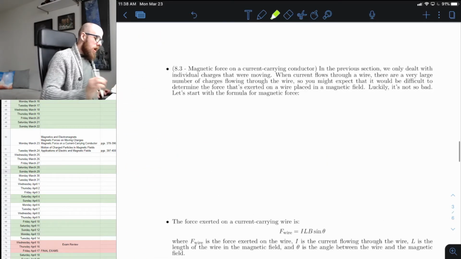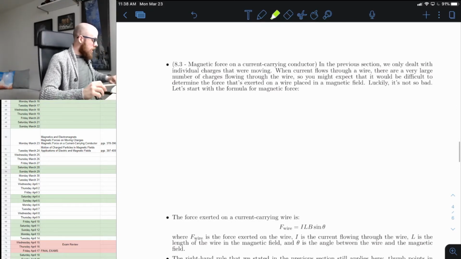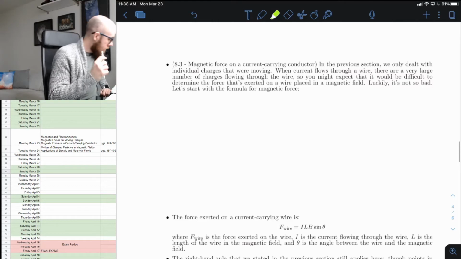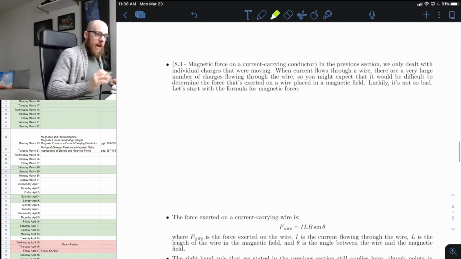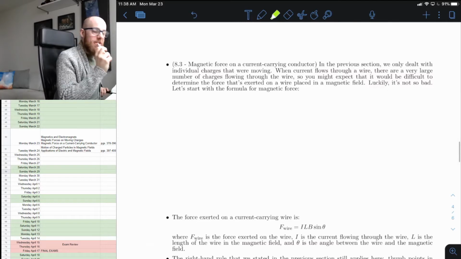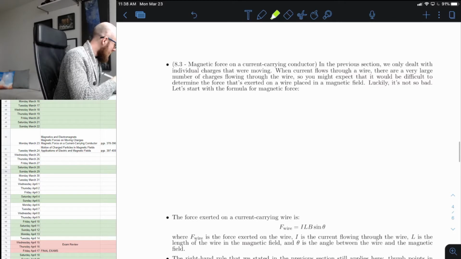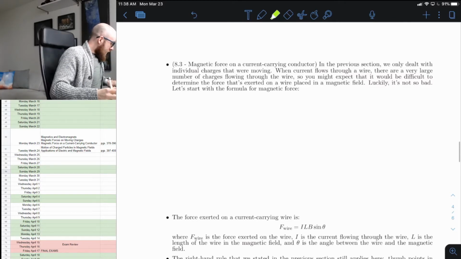Okay, so the magnetic force that's exerted on a current carrying conductor. Yeah, I hear an echo. Thank you. Yeah, okay, cool.